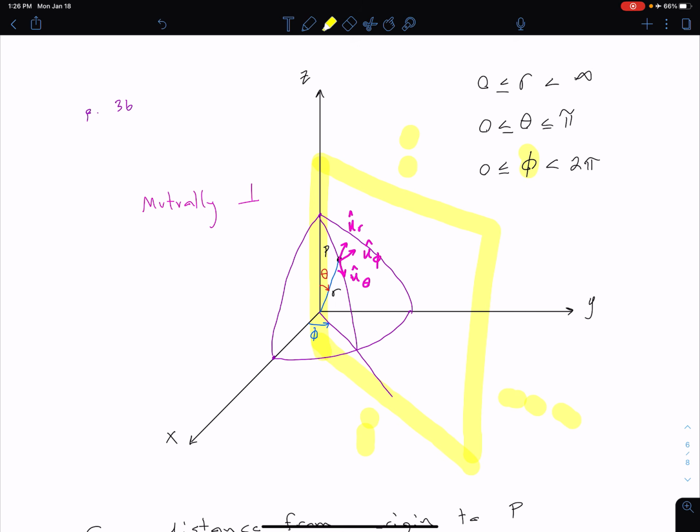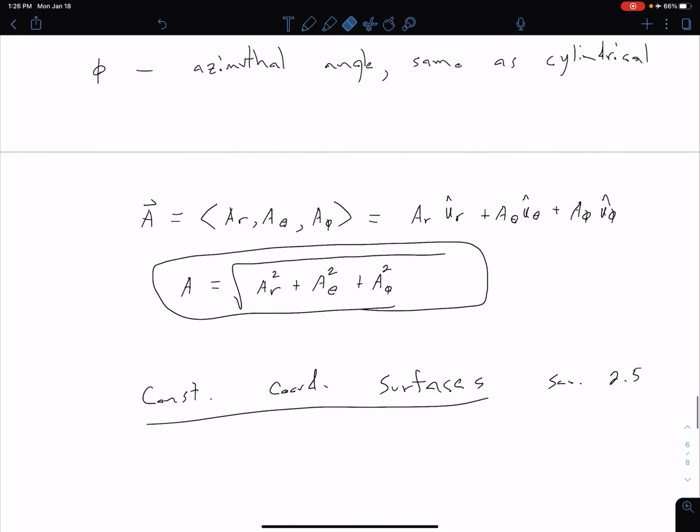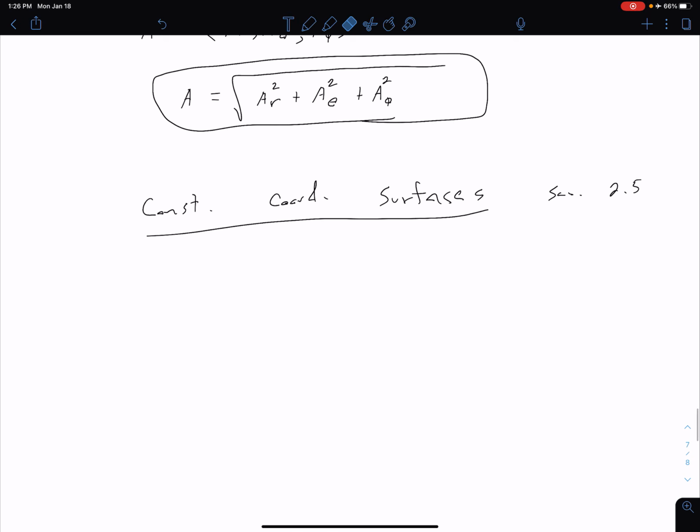And again, we could talk about the intersection of 2, so maybe our phi and our theta. That would be some line segment, or we could have semicircles, and of course if we specify all three, that's when we get a particular point. But again, for more details on our constant coordinate surfaces, you can look in section 2.5.